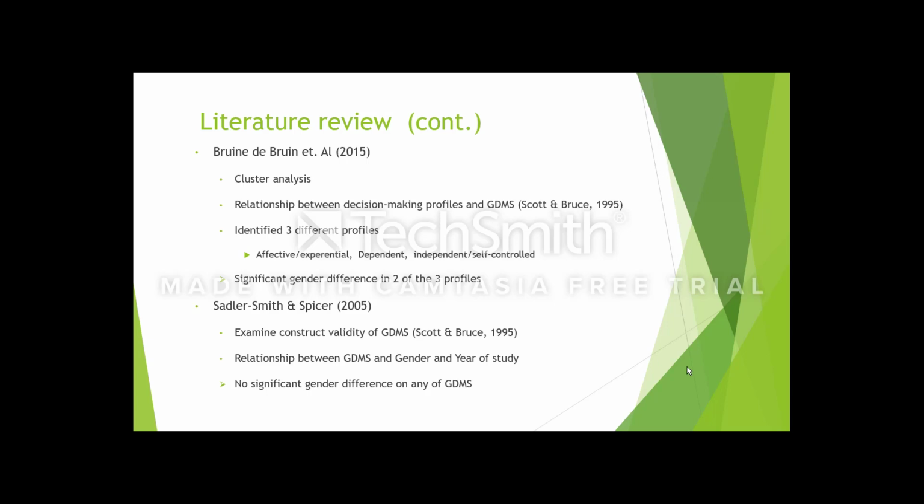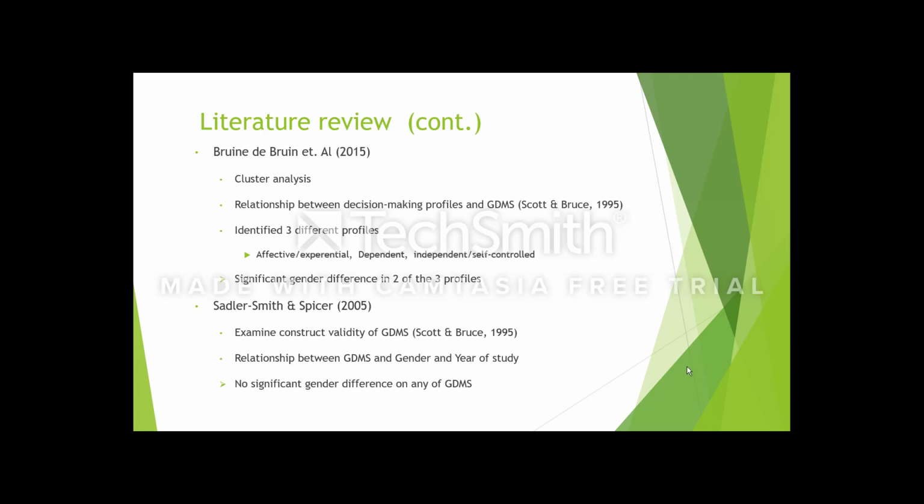De Bruin et al. used a cluster analysis to investigate the relationship between decision-making profiles that differed by age and gender and the decision-making styles according to Scott and Bruce. They identified 3 different cluster profiles for decision-making: the effective experiential mode, the dependent, and the independent and self-controlled profile. Their research found out that there's a significant difference in 2 of these 3 profiles.